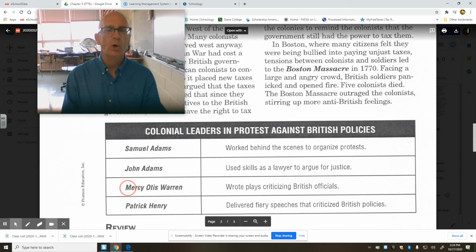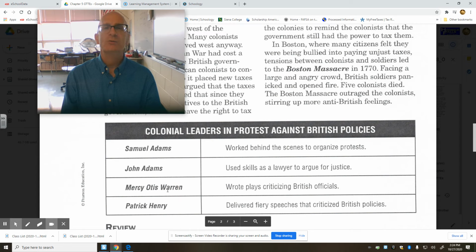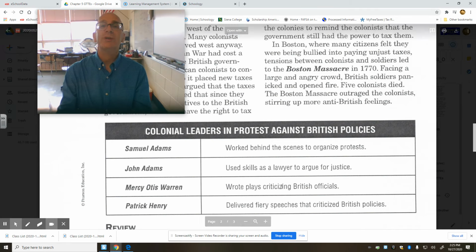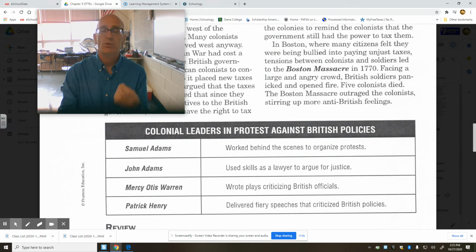Mercy Otis Warren. Yes, Mercy Otis Warren is a lady. She is a female patriot. She wrote plays that criticized British officials, and she's one of the more celebrated women who were part of the opposition to British taxes and British policies as well.